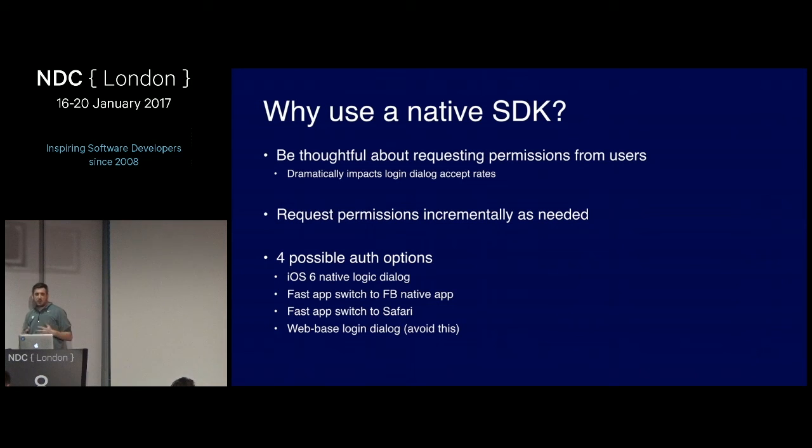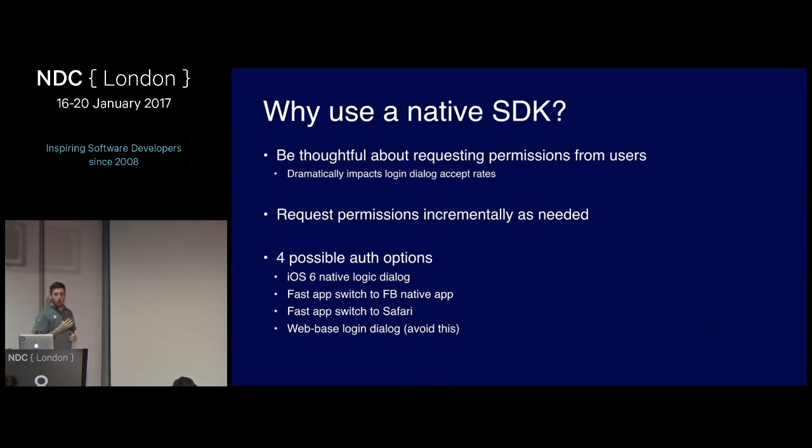So why use a native SDK? Well, they're going to deal with things like token refresh for you. By default, you're going to get a token that lasts for 60 days, and they will securely store it on the device using keychain. You don't have to write any code to deal with how to store that token or how to refresh it. It's just done for you. You're going to get a lot of options to interact with the Facebook Graph API in a type-safe way, which is something I like. I don't like to work without type safety. But it also can dramatically impact the adoption rate of your application.